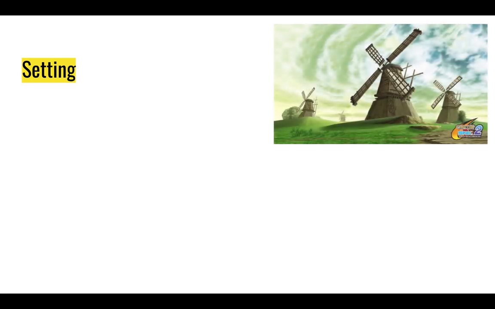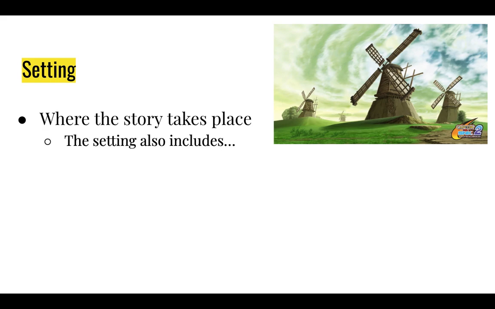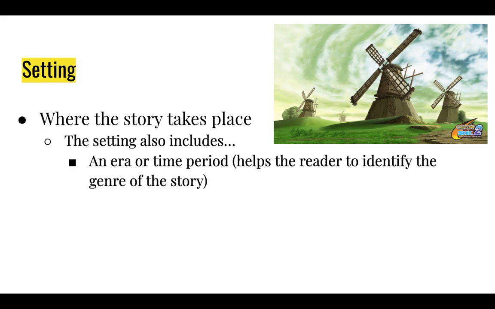The next thing that readers should focus on is the setting of a story. Now, the setting of a story is where the story takes place. The setting is going to make you typically think of the time period or the era. This helps the reader to identify the genre of a story. So, for example, if it's happening in the past, that's going to let them know, oh, I'm reading historical fiction. Or if it's happening in the future, they're going to realize, oh, this is science fiction.